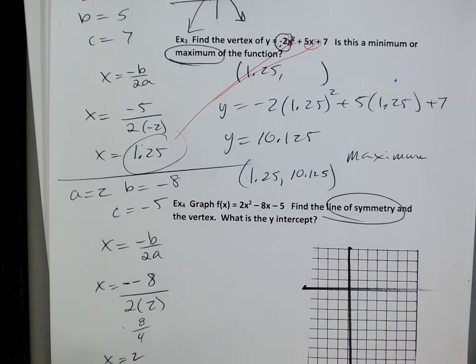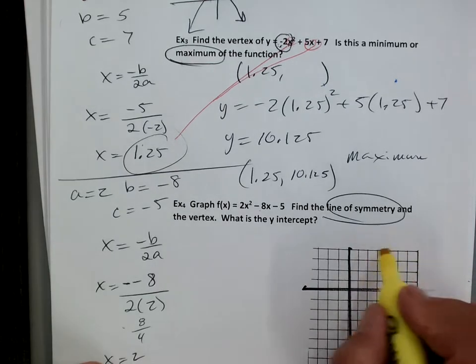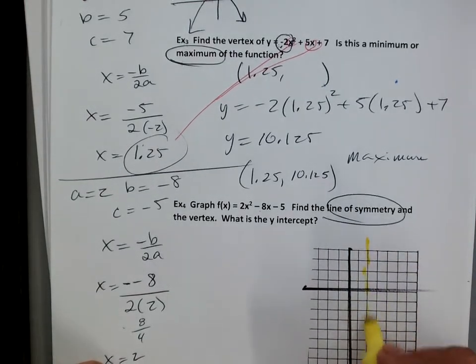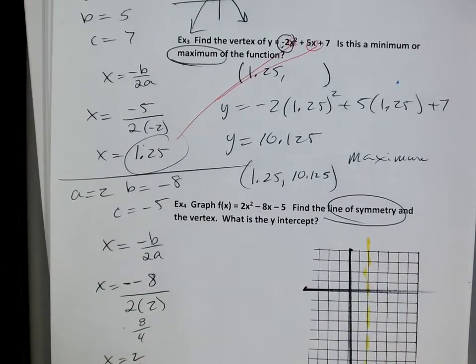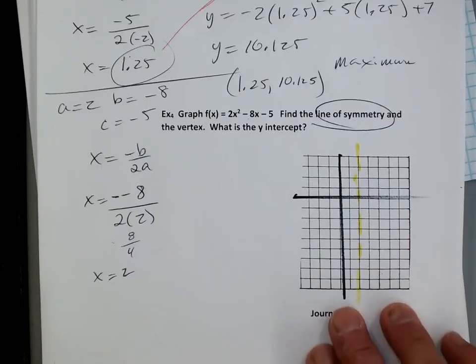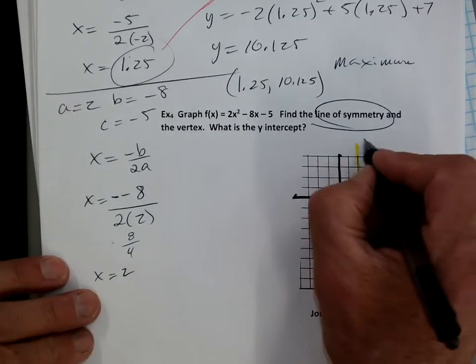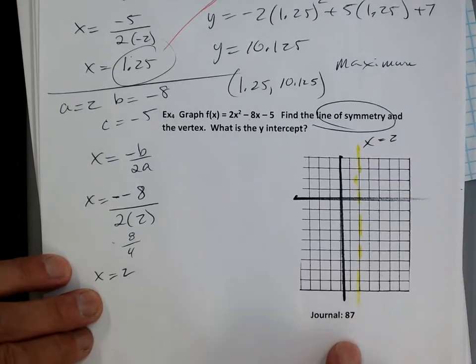symmetry is really an invisible line. We don't really see it, so I'm going to make it in yellow. So this is my invisible line. It's not part of the graph, but it's the middle of the graph. It goes right through the middle, okay? So there's my line of symmetry at x equals 2. So that's the middle of the graph right there.